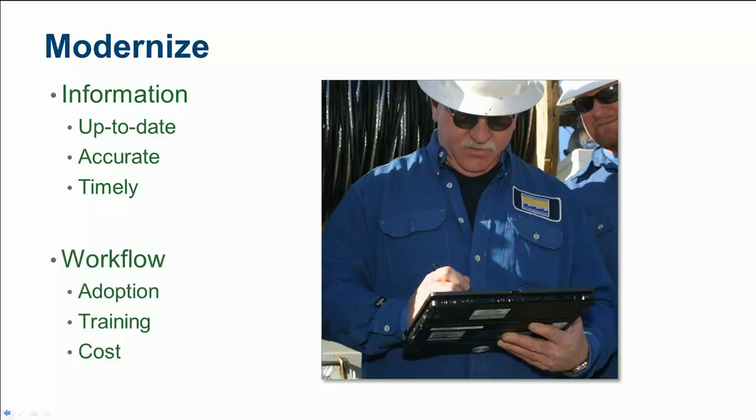User adoption is one of the most challenging aspects of deploying a mobile solution. Field crews have enough challenges getting their job done that they don't need another task that's difficult to complete. So the solution needs to streamline the workflow, not make it more challenging. Then there's training. The solution needs to be as intuitive as possible. One way to do this is to use devices that people use on a daily basis. Finally, the solution needs to be cost-effective. You want to leverage your existing infrastructure as much as possible to minimize the deployment costs.